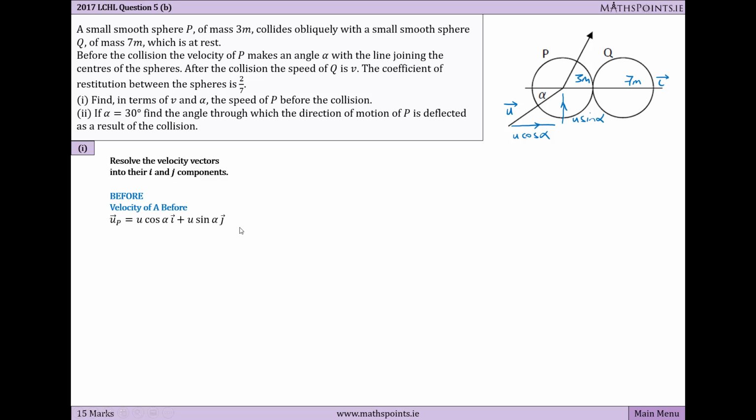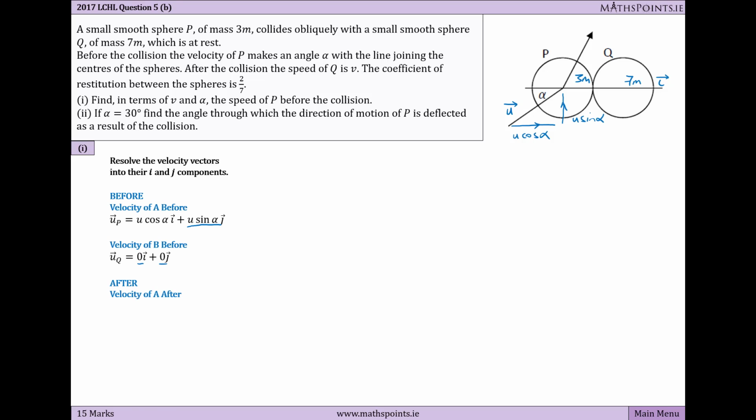Now, as a result of the collision, the speed in the i direction only will change. The speed in the j direction, u sin alpha, will remain the same. The velocity of Q before the collision we said was 0i plus 0j because it's at rest. And similarly, it's only the i component that will change as a result of the collision. The j component will stay the same.